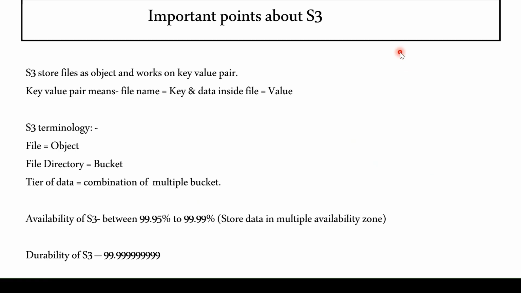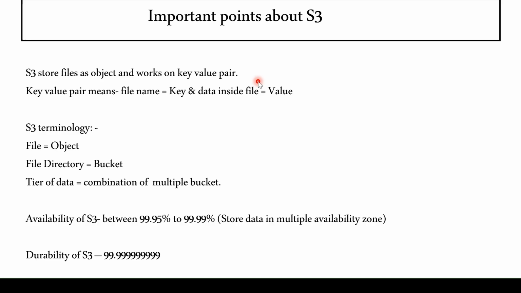Here are some important points which we need to remember about S3. First, S3 stores files as objects and works on key-value pairs. So if I have a file of logs or an image, all of these are considered files. We store the data inside S3 as files. Now, how does this get stored in the form of key-value pairs?